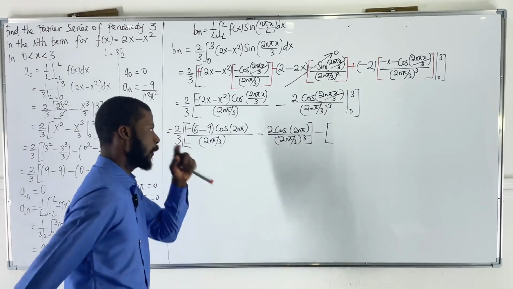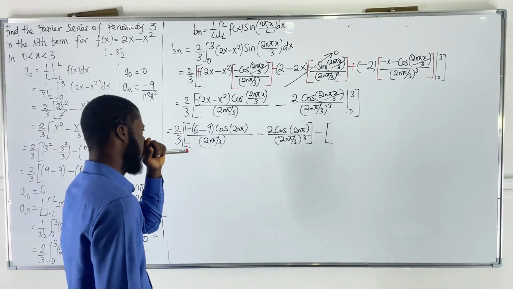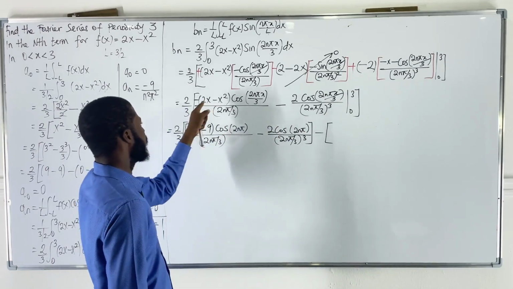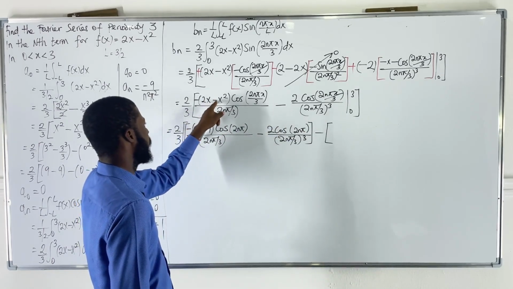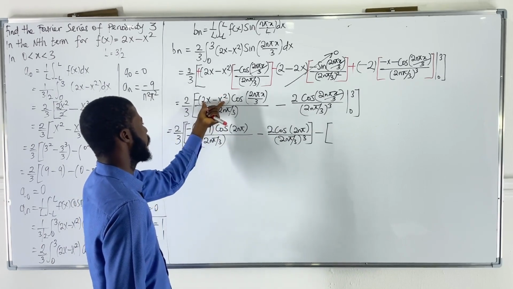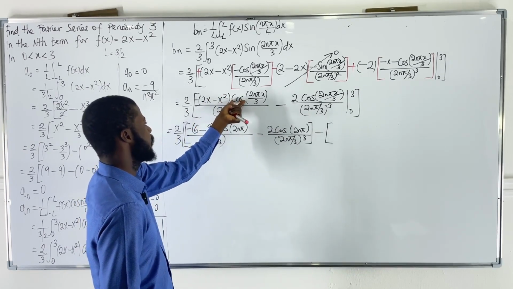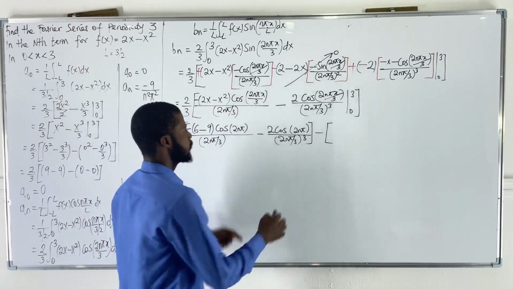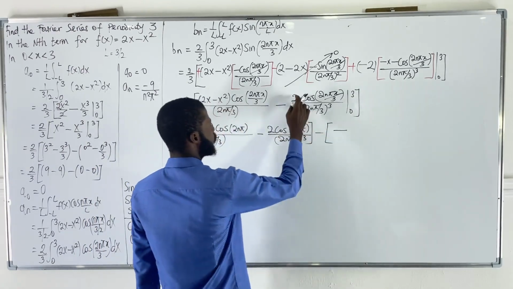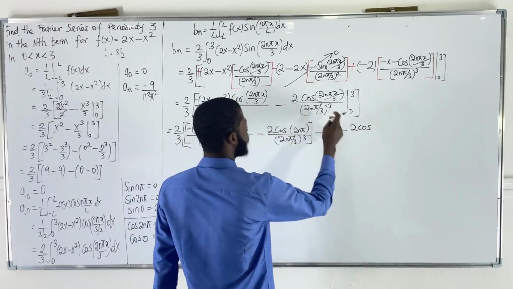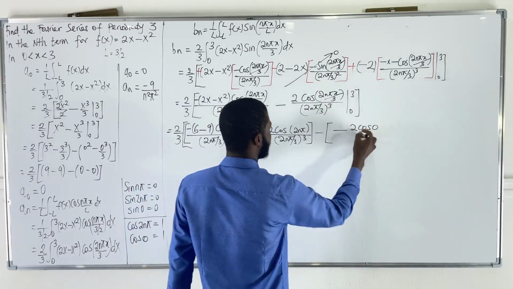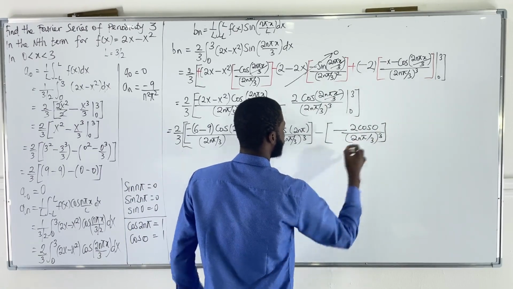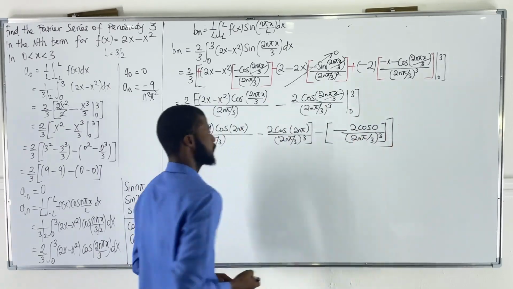Minus, now for the lower limit, we're going to be putting 0. But to save ourselves some time, if you put 0 here, 2 times 0 is 0, minus 0 squared. So everything here will be 0. 0 times cosine is 0. 0 divided by this will still be 0. So this part is gone. This part is useless. It's gone. Then minus 2 cos, this expression here will give us 0 over 2n pi over 3 cubed. So this is what we have.